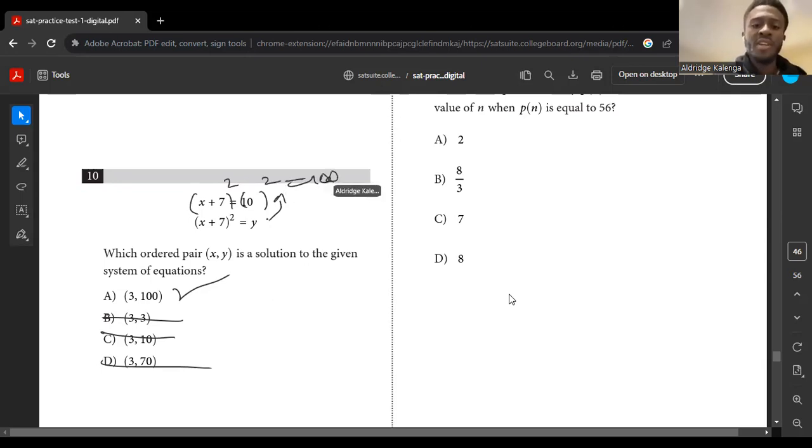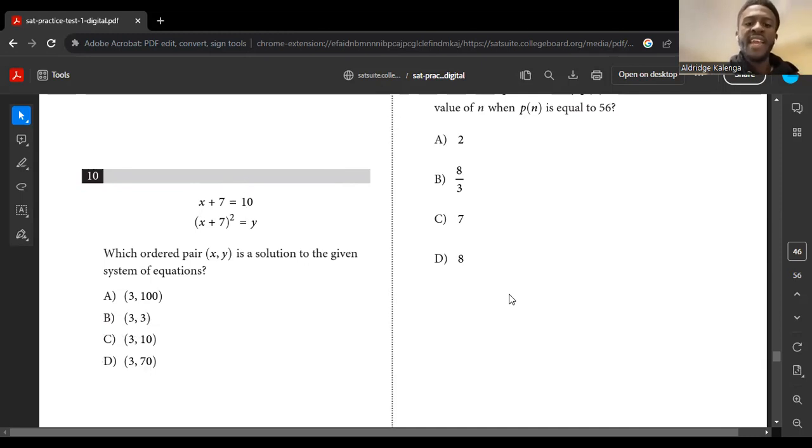And how sure are we that A is our answer? Okay, let's confirm. We know that x plus 7 is equal to 10. So if we subtract 7 from both sides, we turn this into 10 minus 7, right? We know that our x is 3. So that confirms. Bingo. All right. You guys are doing fine.